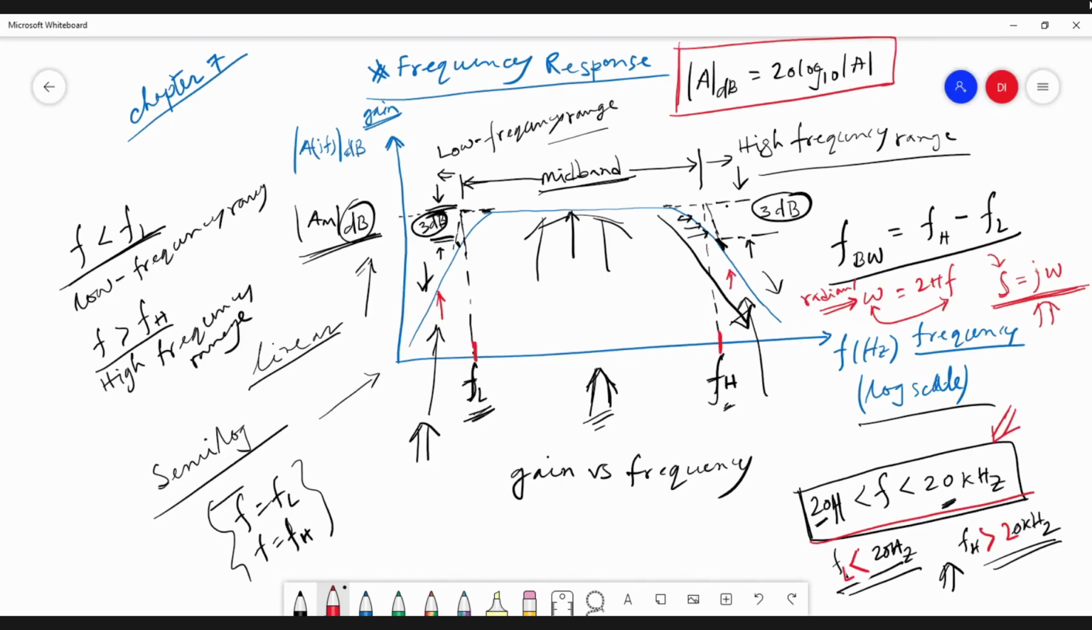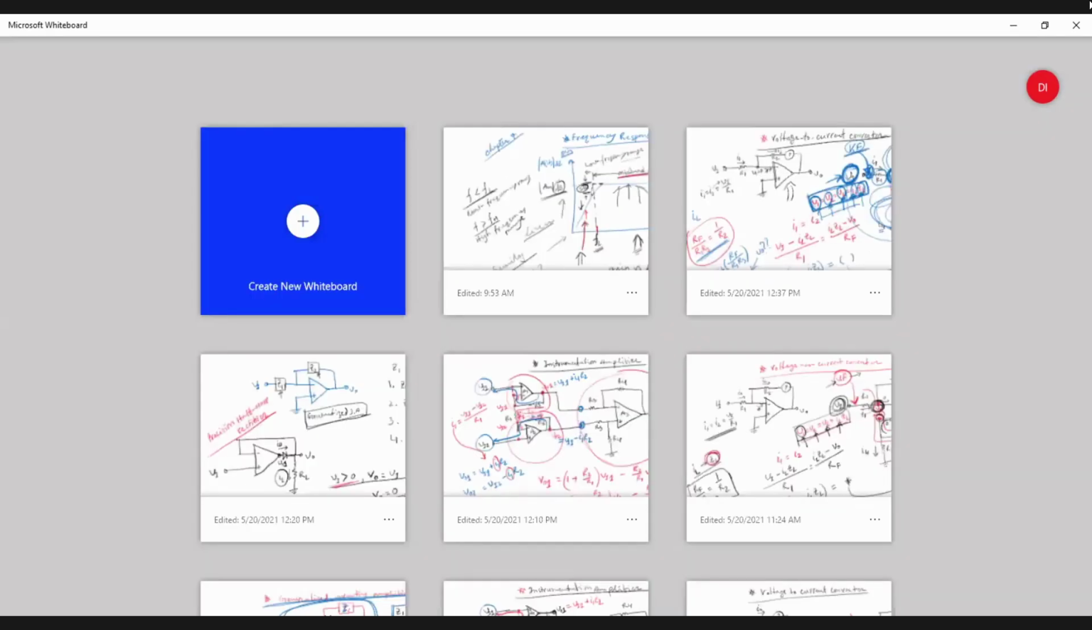So usually we will have three different regions. One is the mid-band region, this is the low frequency region, and this will be the high frequency region. Okay, any question? We will see in details step by step.